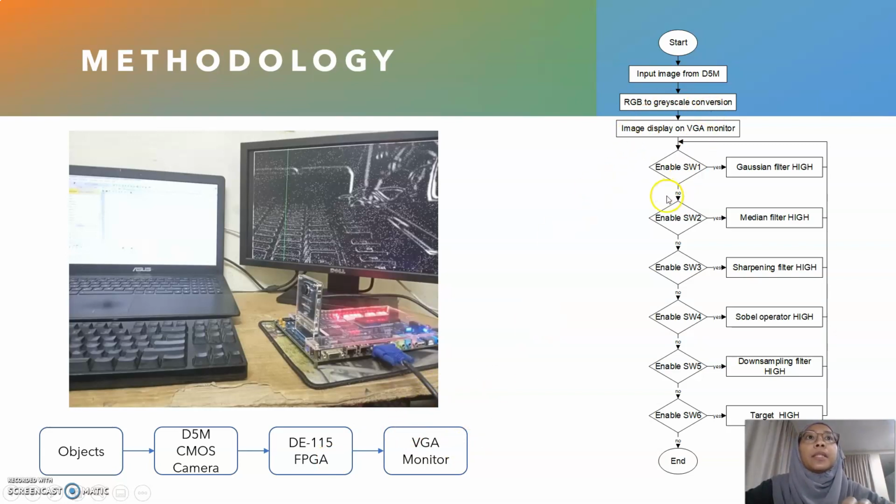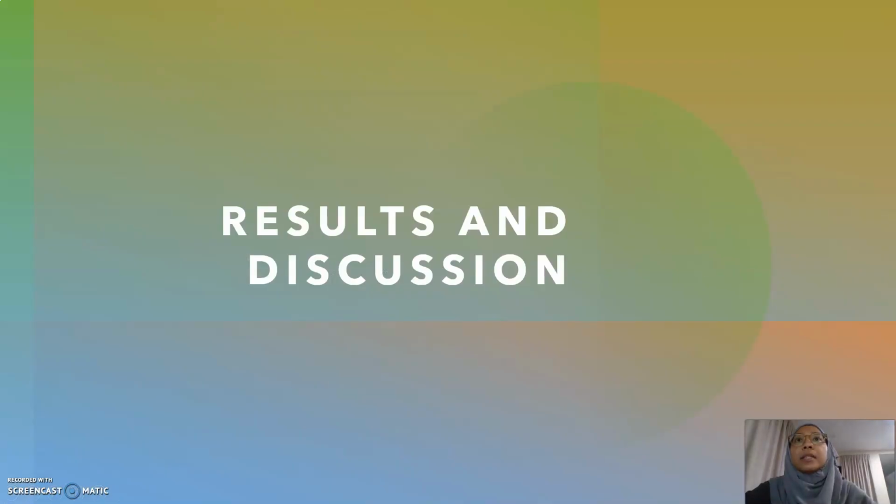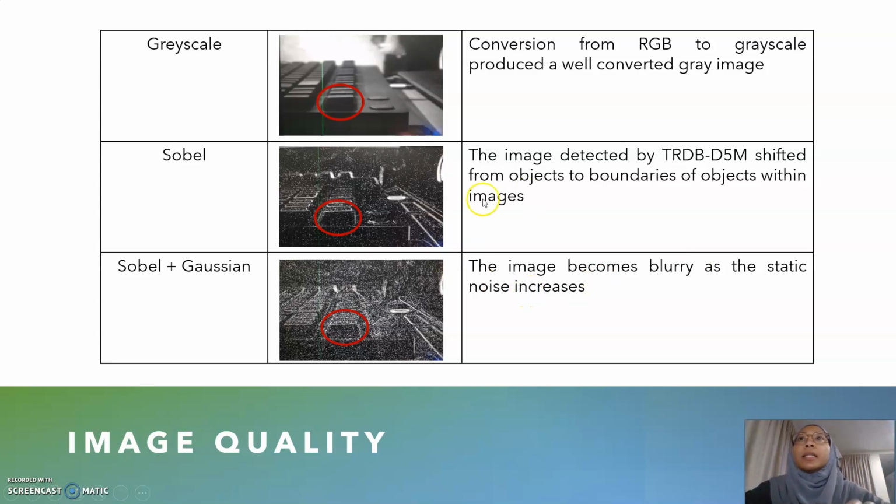If you can see from the flow chart, each of these filters is connected to a switch. When we want to turn on the Gaussian filter, for example, we just turn on switch 1. And then we can turn on the median filter using switch 2, and so on. For the results, this is the image quality result. Before we proceed into further analysis, we need to convert the normal RGB picture into grayscale. This is the conversion to grayscale from the RGB image.